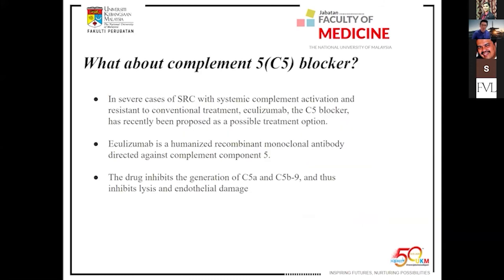So another novel agent, the complement 5 blocker. In certain cases of SRC, if they involve complement system activation, you can use this complement 5 inhibitor, which we call eculizumab. It is a humanized recombinant monoclonal antibody directed against complement component 5, and this drug is going to inhibit the generation of C5a and also the terminal attack complex.